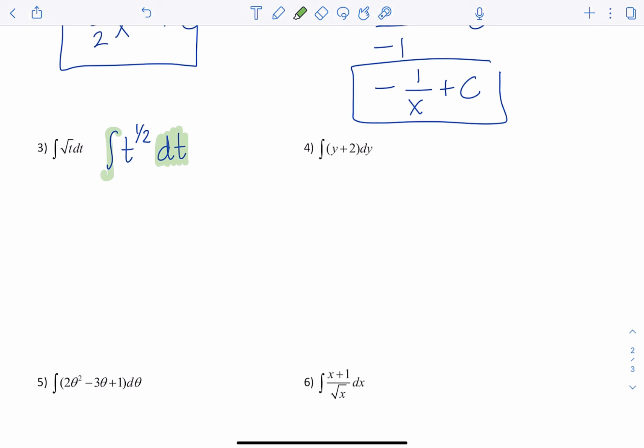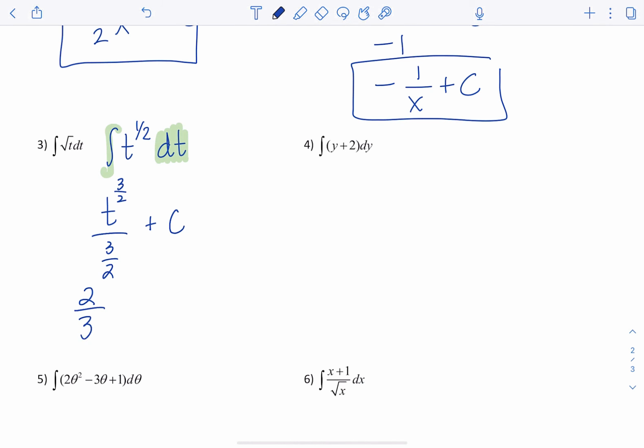So now that we have this rewritten, we will do our rule. So we'll add 1 to our exponent, which takes us to 3 halves. We divide by our new exponent. And now we will rewrite these. When you're dividing by fractions, it's the same thing as multiplying by the reciprocal. So that becomes 2/3, and we have t to the 3 halves plus c.